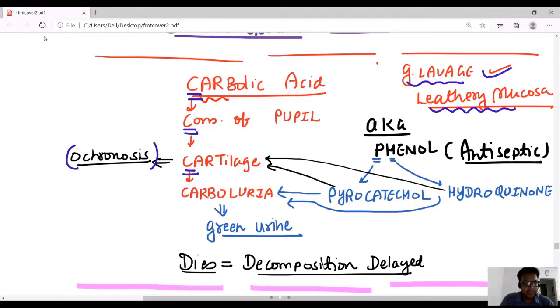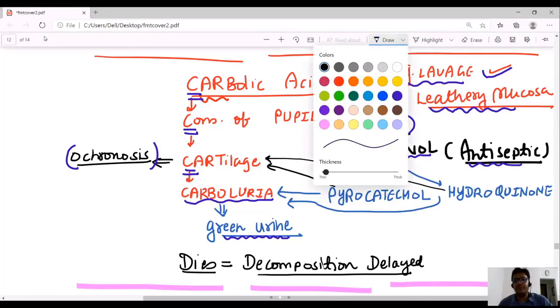C for carbolic acid, C for constriction of pupil, C for cartilage deposition, and C for it causes carboluria. Sir, carbolic acid is also known as phenol. Phenol is an antiseptic. Look, sir, everything is C. Carboluria is green color urine.